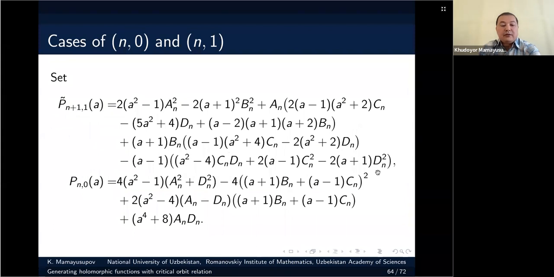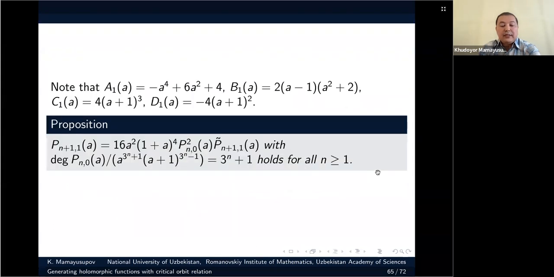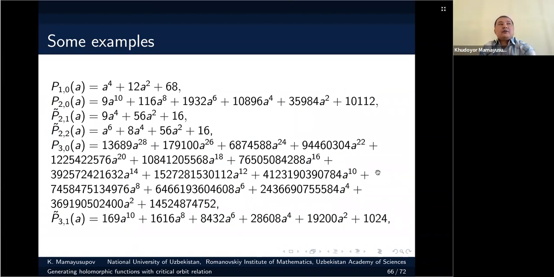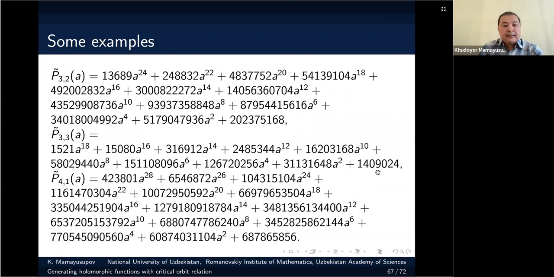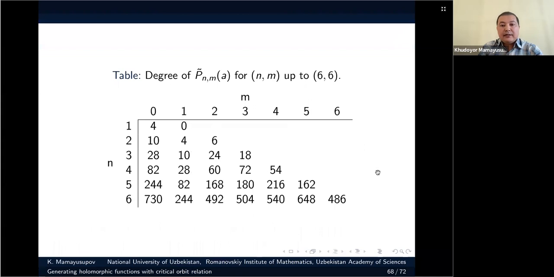And for these cases also, I know exactly the factors, but I don't know for the other cases, because the reason is it's like a huge formula. If you substitute, there are like 8 parameters. So for instance, in Mathematica, it gave me like 14,000 symbols, the only formula. So here are some examples of those polynomials. And the degrees up to 6 are given here.